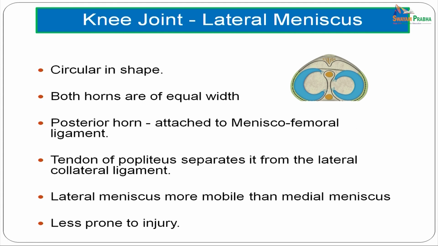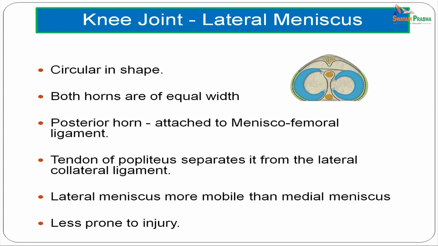As compared to the medial meniscus, the lateral meniscus is more or less circular in shape. Both the anterior and posterior horns are equal in width. The posterior horn gives attachment to a ligament which is called the menisco-femoral ligament.